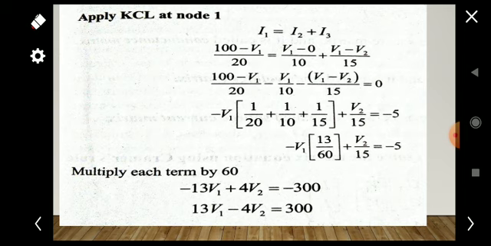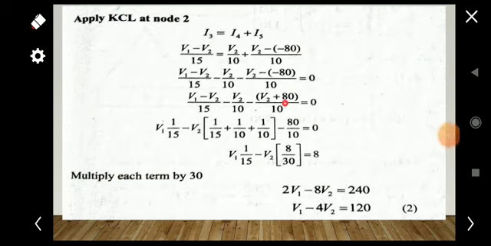Here we used a method to simplify the circuit: we multiply the entire equation by 60. You can use any method, no problem. The final node 1 equation is 13 V1 minus 4 V2 is equal to 300. This is equation number 1.